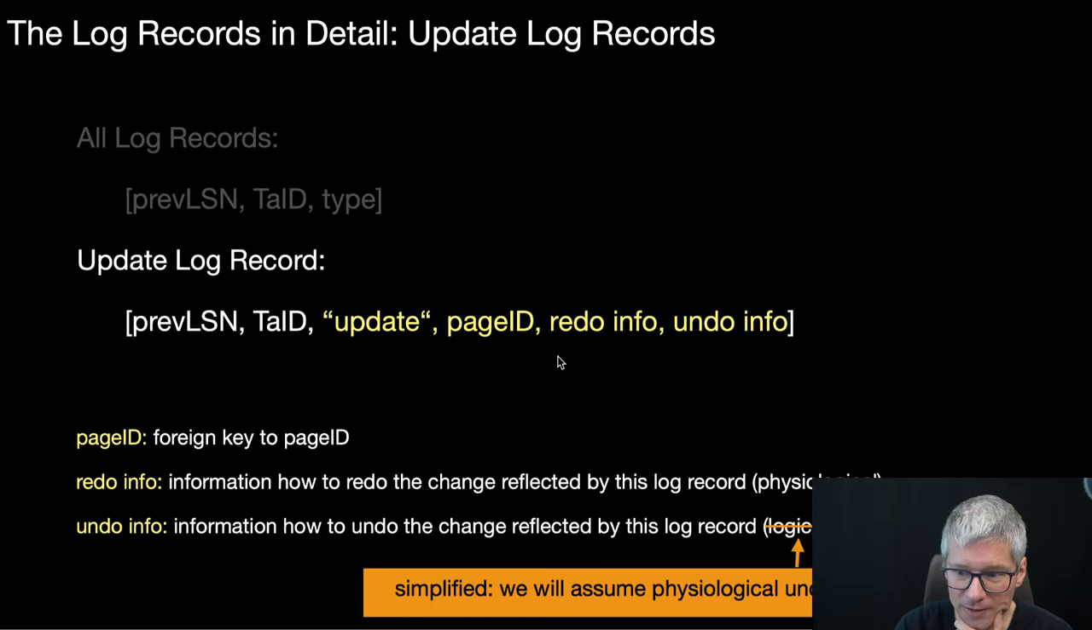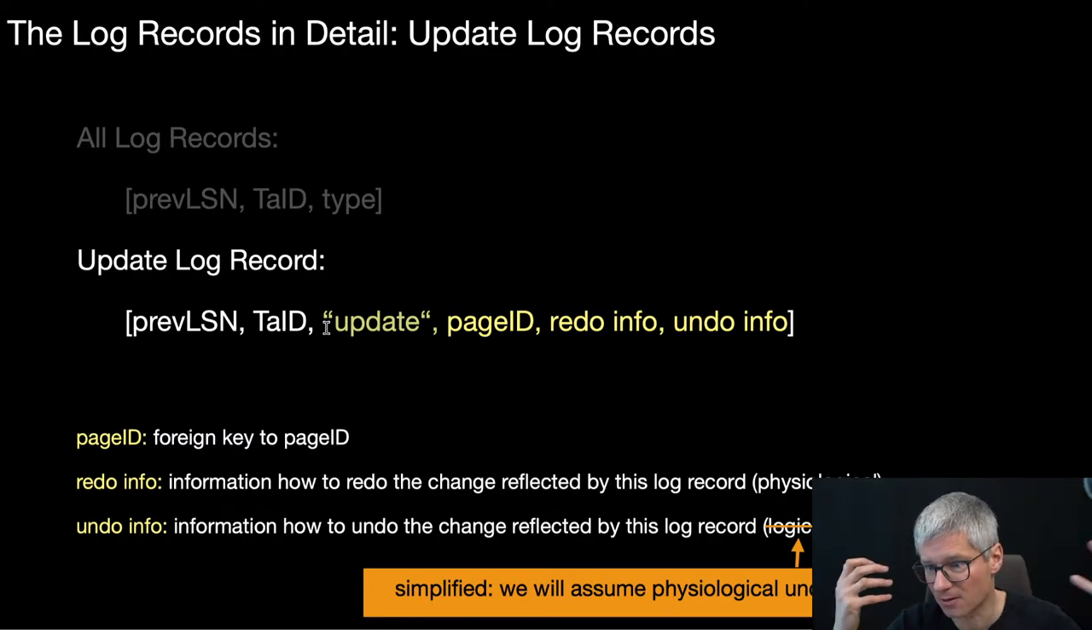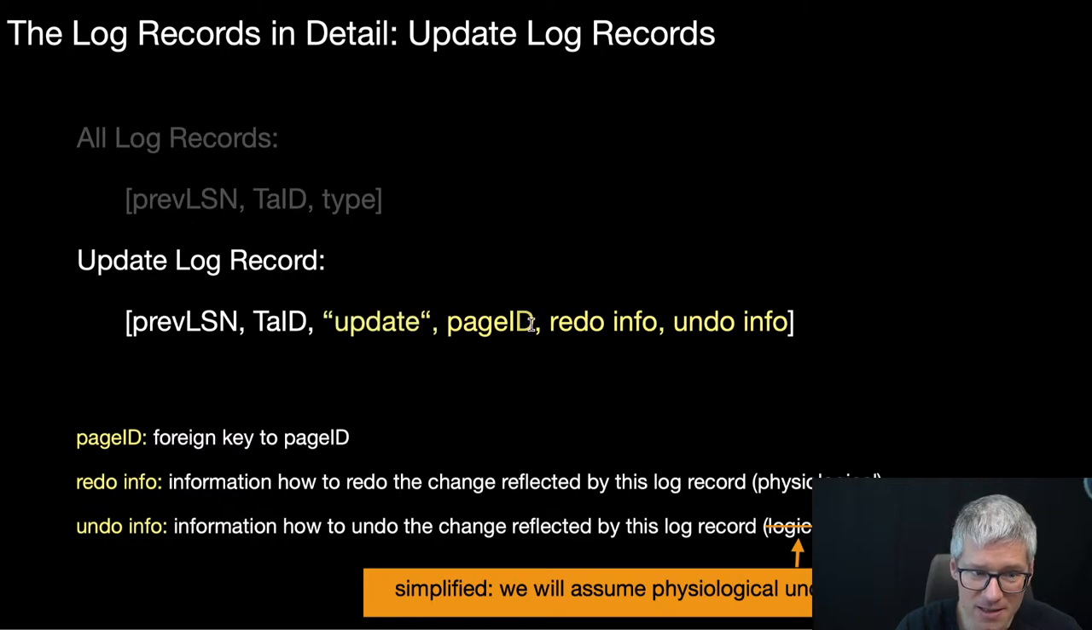What does an update log record store as information? The same as the standard log record. So the type is update, signaling that when you read the log record, you know, oh, that's an update log record. Then the page ID that is affected by that log record. And then there's the redo information and the undo information.